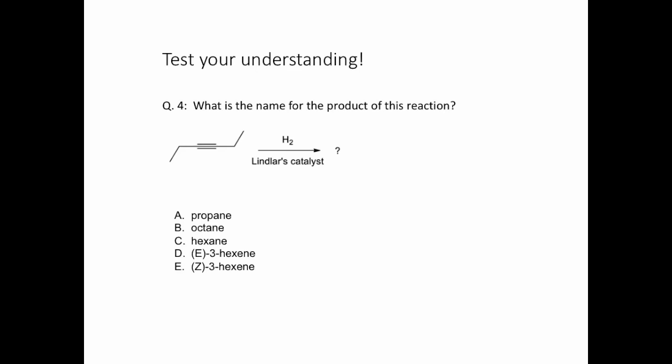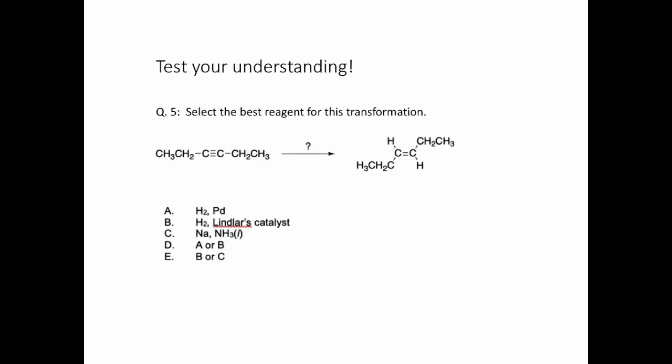Finally, what if we reduce this with H2, but instead of using palladium or platinum, we're going to use the special Lindlar's catalyst, which is a poisoned catalyst? What type of product do you get here? Now this question is asking you to pick the reagent. So I'm giving you the starting material and the product. Can you identify what type of reagent works to give you a trans alkene?